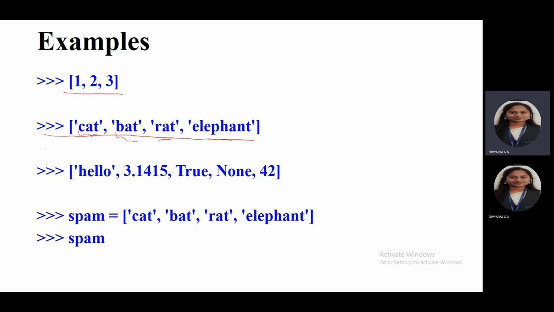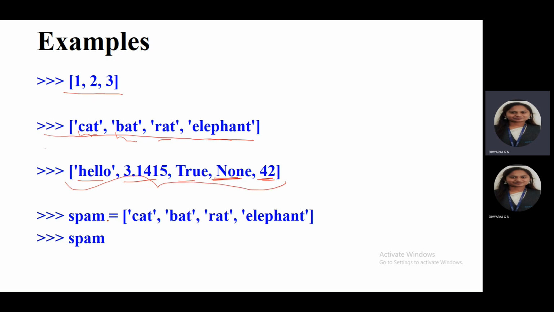And guys, there's a question here. An array is a group of similar data, but a list is not that. You can have multiple data types here. See here, it is a string of characters, this is a floating point value, this is a boolean value, this is None, and here there's a number. Yes, you can have these kinds of dissimilar values in a list.